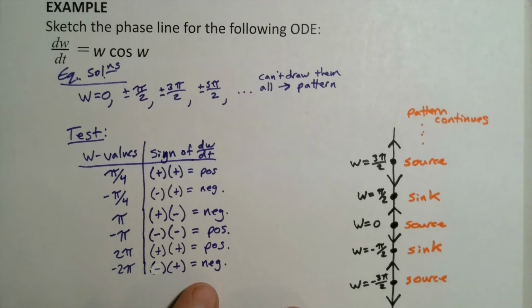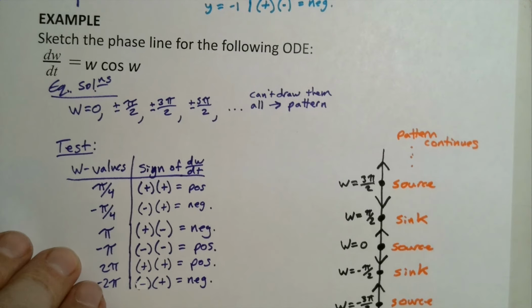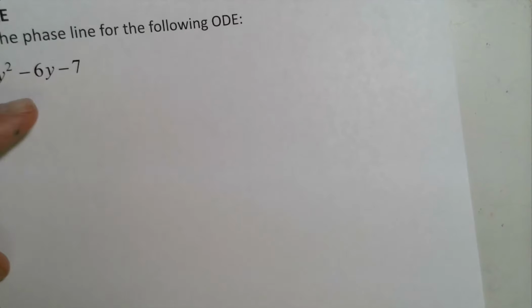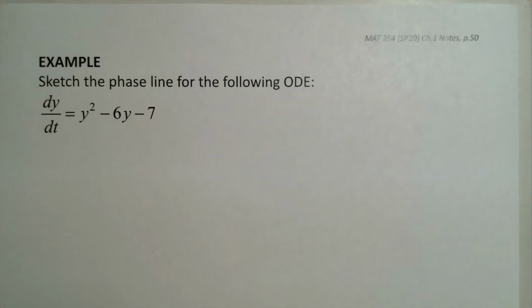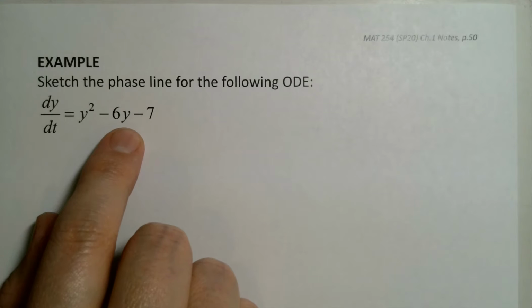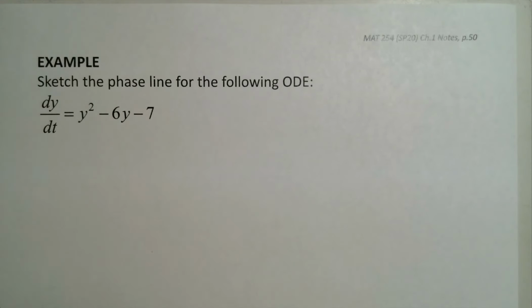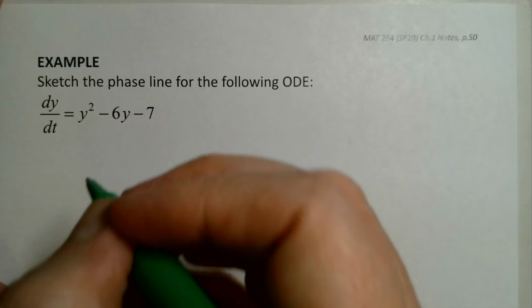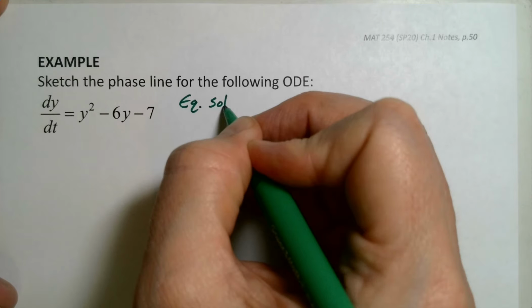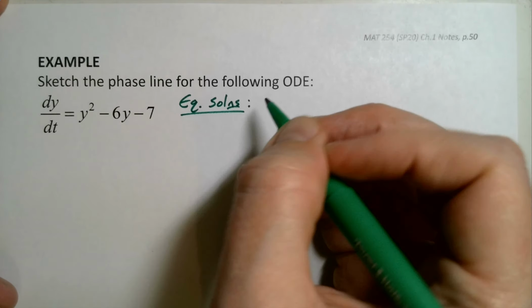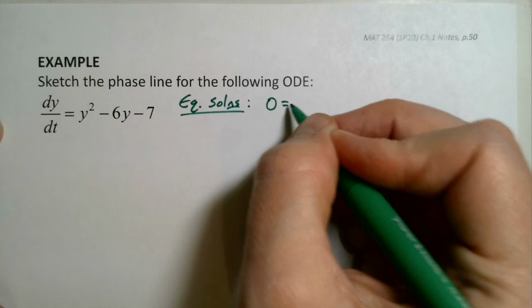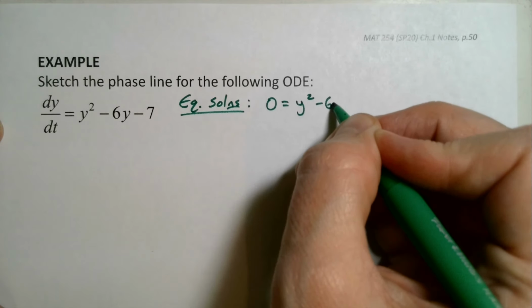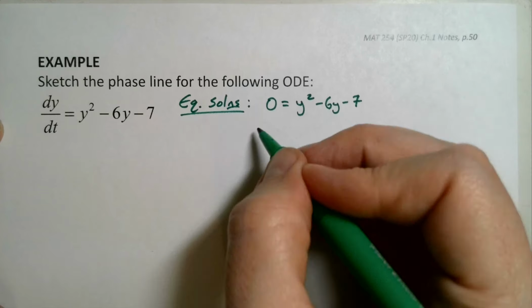So we're going to take a look at one more example in this video. It's on the next page, on page 50. And this particular example is a little bit more friendly, of course, because it's a nice quadratic. And so we're going to follow our same procedure as before and figure out what the equilibrium solutions are. In order to do that, we have to set that polynomial equal to 0. And a little bit of factoring goes a long way.